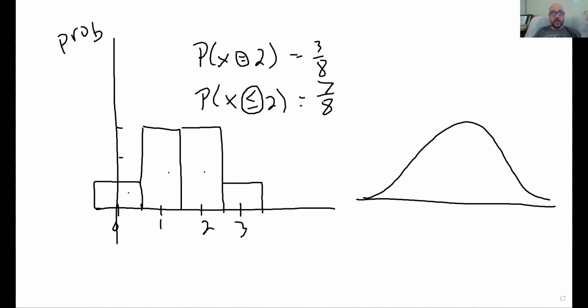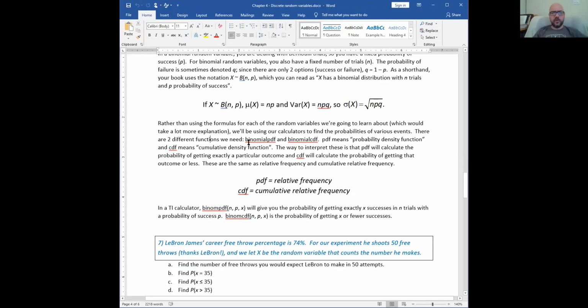So let's go see what we're going to do with these. Mostly we're going to be calculating probabilities. So let's see what that looks like. There are two different functions we're going to use for these, called binomial PDF and binomial CDF. Of course, there's a different function for every type of random variable. Binomial is for the binomial random variable, obviously. It's the PDF and CDF that we're interested in. The way you want to think of these: PDF is relative frequency, that is the probability for just equal to, and CDF is cumulative relative frequency. That's the one that adds up everything up to a certain number.